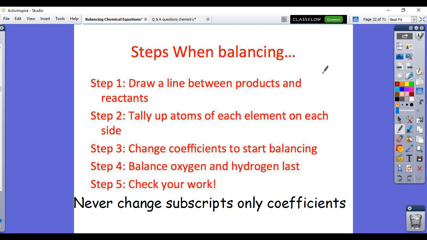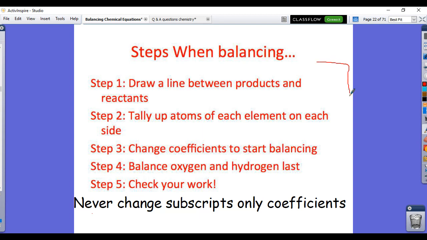These are your steps in balancing chemical equations. You don't necessarily have to write these down. You can refer back to the notes. You can go to the Unit 4 module, and they are posted there. But we're going to be going through these steps.